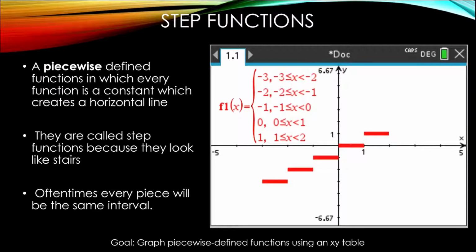A special type of piecewise function is called a step function. Every equation here is a horizontal line. f of x is negative 3 between these points, negative 2, negative 1, 0, 1. So they end up looking like steps. Oftentimes every piece will be the same interval. Notice all of these intervals are all extending 1 unit, so all my steps are the same length.